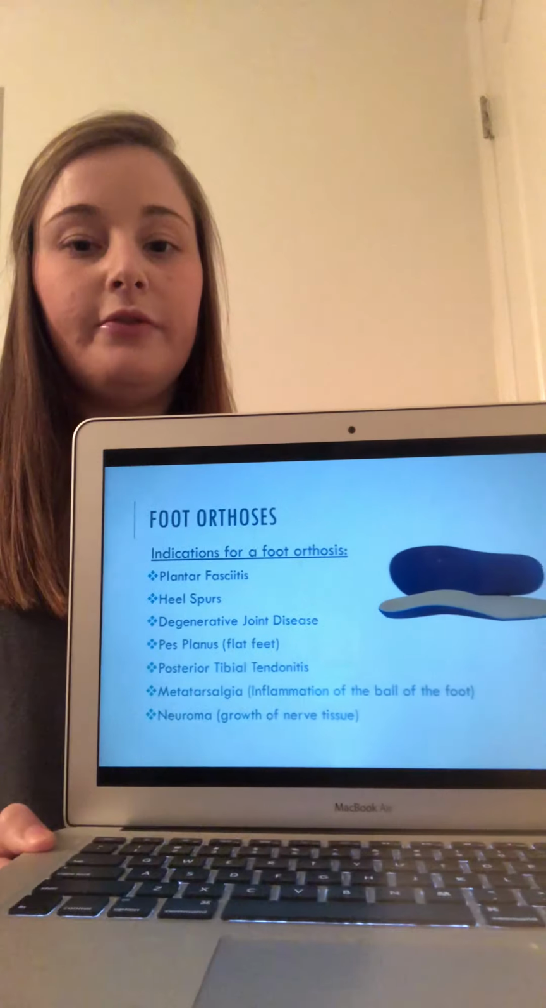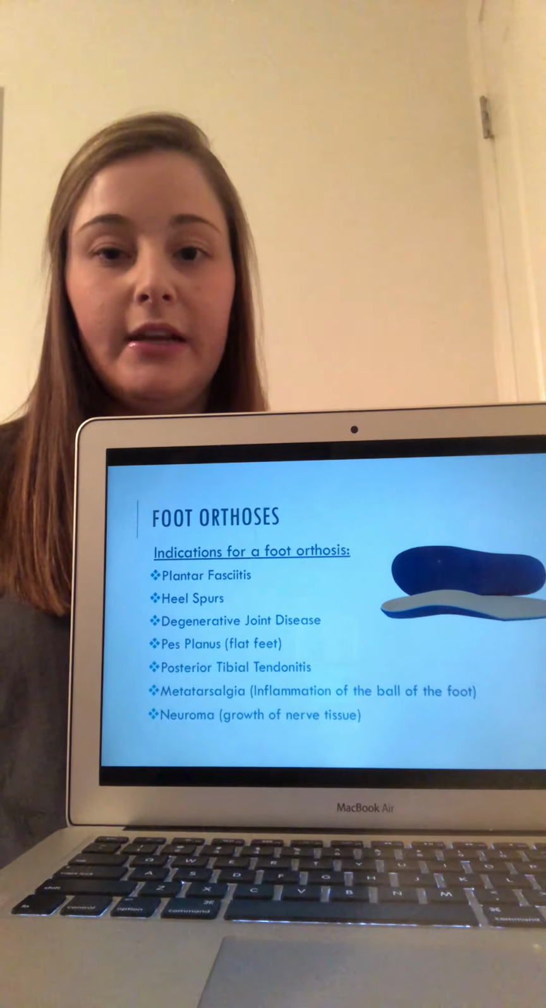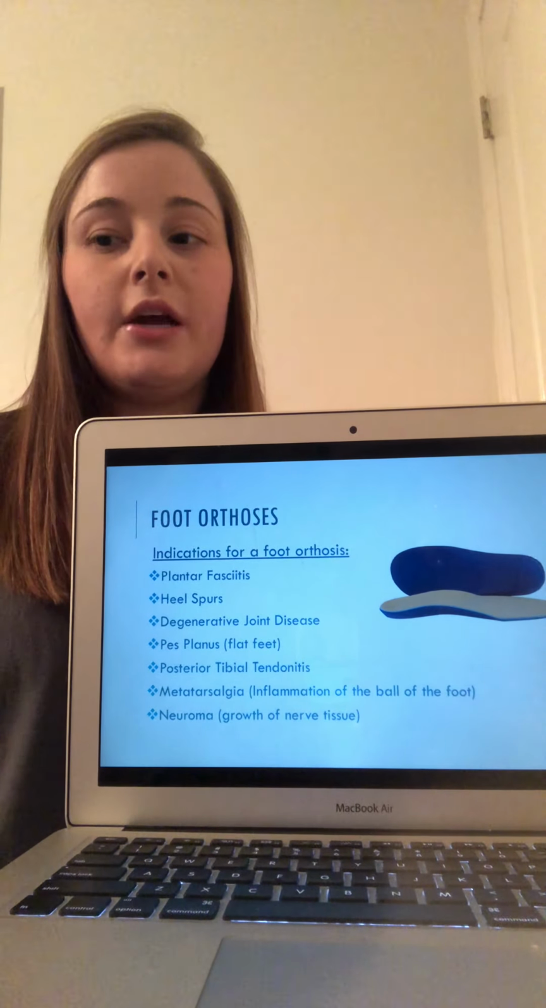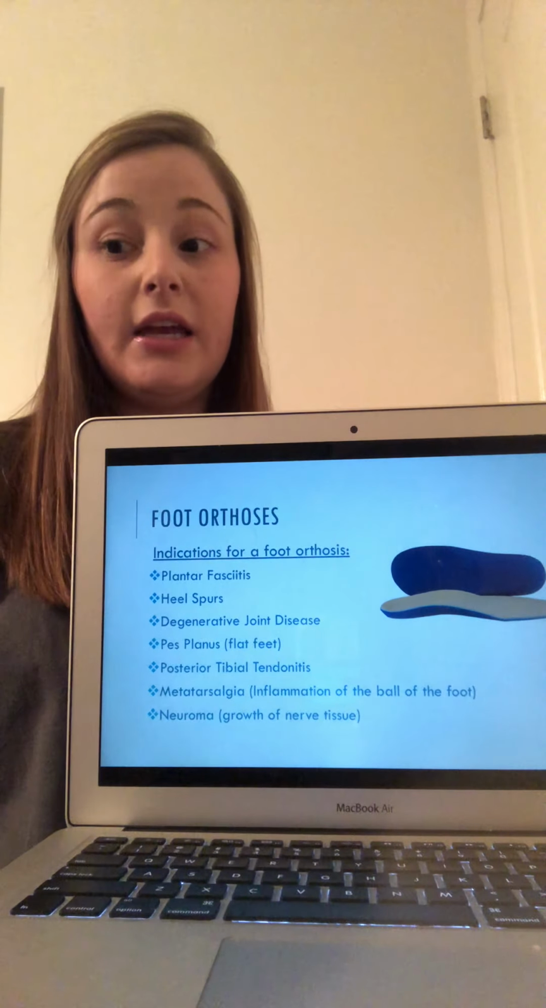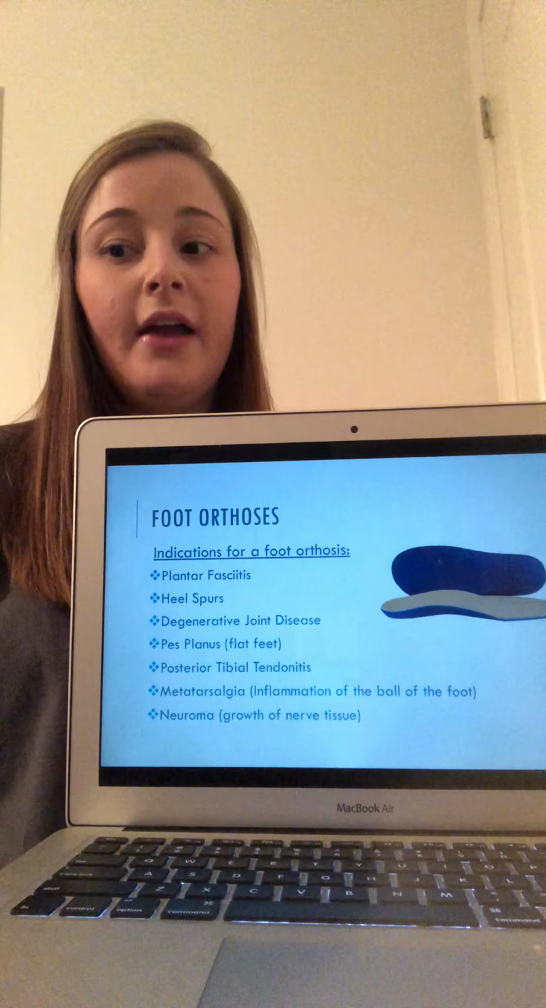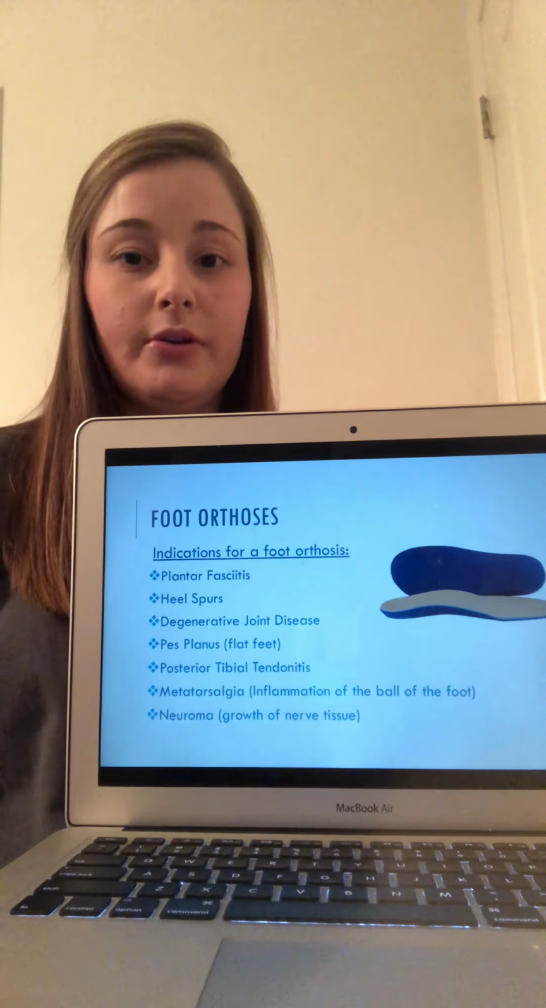So here's a picture of foot orthotics. They're just inserts that go into your shoes. Some indications for the need for these would be plantar fasciitis, heel spurs, DJD, flat feet, and posterior tibial tendinitis.